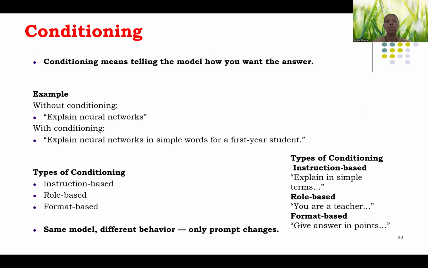The next important thing is conditioning. So conditioning means we are going to tell the model how we want it to answer our questions. So without conditioning, how will it give an answer? I'll be asking, okay, explain neural network. But with conditioning, I'll give some condition. That is the meaning of conditioning. I am going to give the condition for making the model respond in such a way. So with condition, I'm going to say, explain the neural network in simple words for first years. So what conditions have I used here? I am saying in simple words. Also, I am saying it for first years. So these are the conditioning.